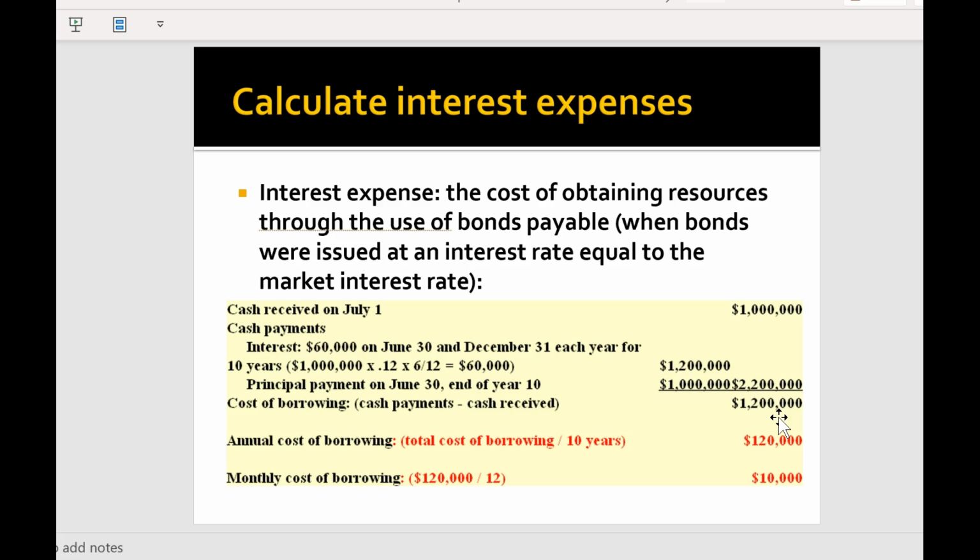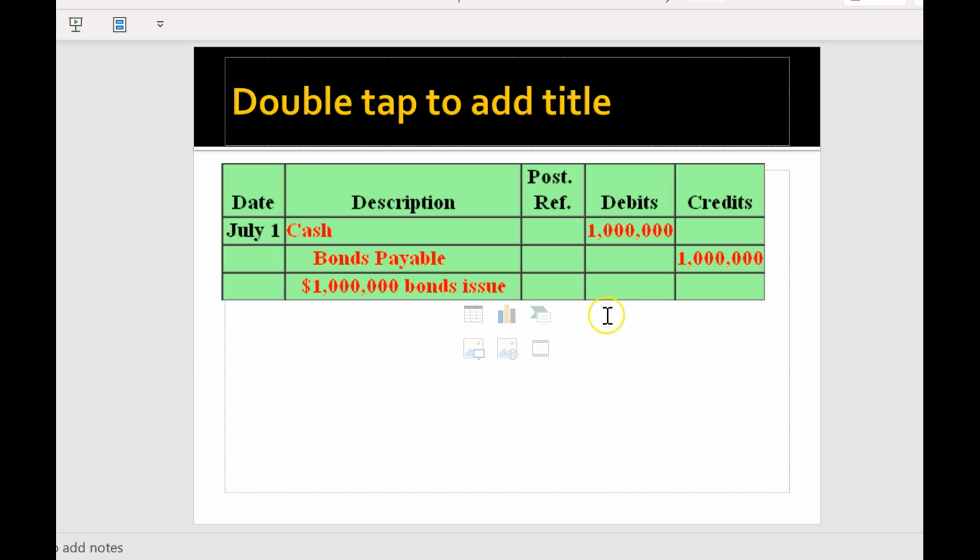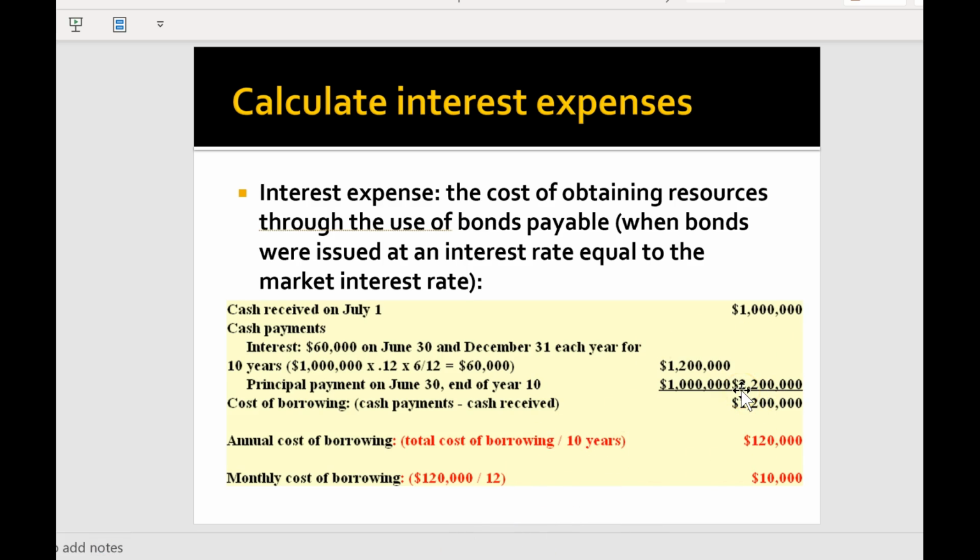I want you to pay attention. This is a case where we borrowed the money and we issue the bond at the same amount. We call that issuing at the par value. In a minute, I'll talk about if we issue the bond at a premium or if we issue the bond at a discount. You need this formula to calculate the cost of borrowing for each month. So I just want to leave it here, although you could have just used 1 million multiplied by 12% and multiplied by 10 years. That's 1.2 million. That's absolutely correct.